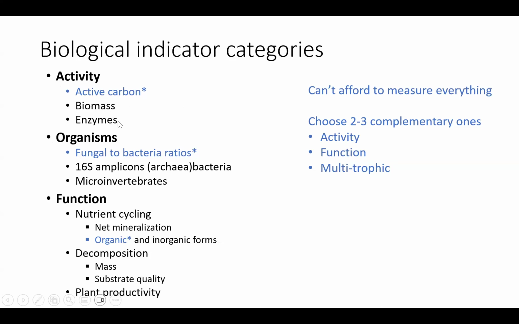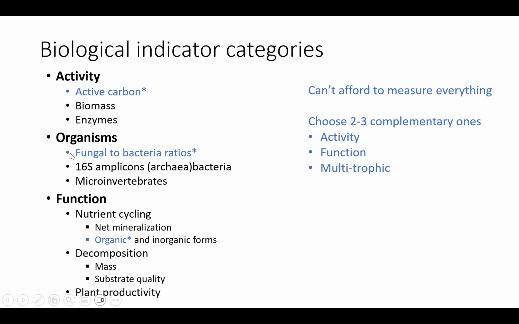enzymes. I mention enzymes because microbes cannot digest food in their bodies. They have to put enzymes outside of their body, dissolve their food, and then they can absorb it. So that gets us a little bit at that. But active carbon, and I put that in blue and with an asterisk there because that's one that we're planning to measure in Shrek. Then we have organisms, different ways.